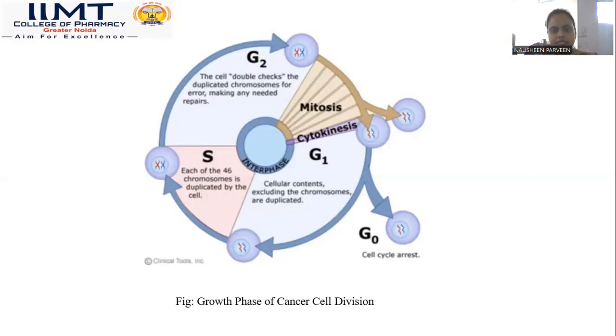Next, it is the growth phase of cancer cell division. It is the cell cycle. First is G1 phase, in which cellular contents, excluding the chromosomes, are duplicating. Next is the S phase, in which each of the 46 chromosomes is duplicated by the cell. Next is G2 phase. The cell double-checks the duplicated chromosomes for error, making any needed repair. Next is the mitosis.